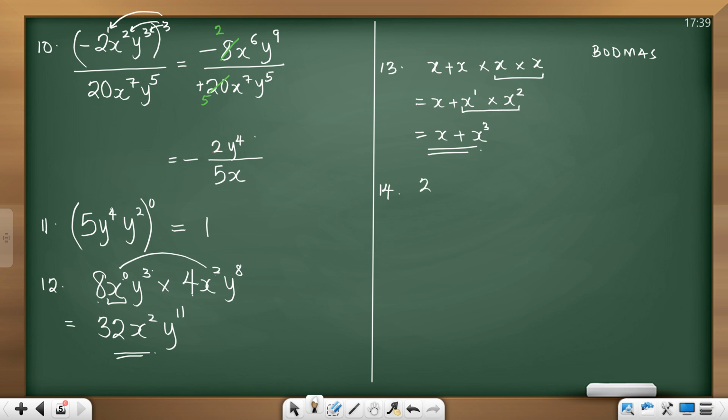And lastly, 3x cubed times 4x times x squared. Let's check. It's all multiplication, so we don't do like terms here. Let's look at the numbers. 3 times 4 would give us a 12. What about x? Remember there's a 1 here. So 3 plus 1 will give me 4 plus 2. So whenever we multiply, we add the exponents.